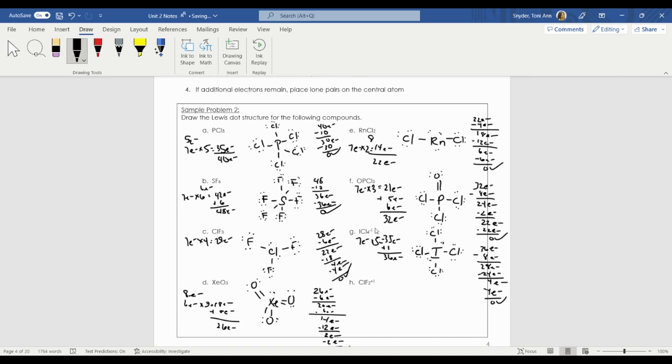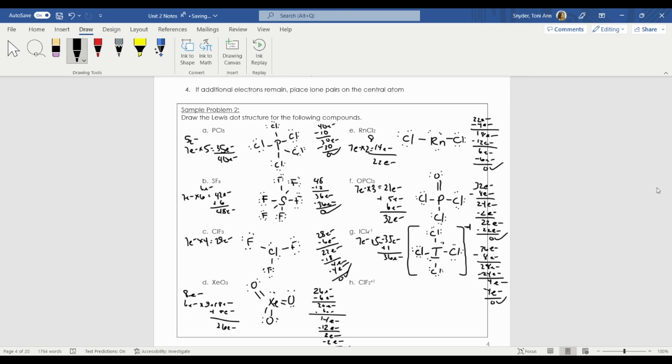Now, when I have a structure that has an overall negative charge, what we tend to do is we write this in brackets, and we show that this guy has a charge of -1 by writing that on the outside. And that just means that that whole structure's got an overall charge of -1. There's our correct Lewis dot structure.